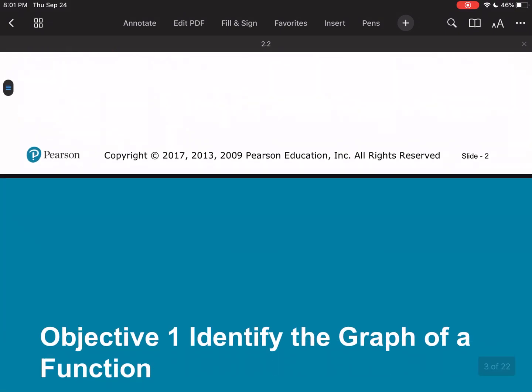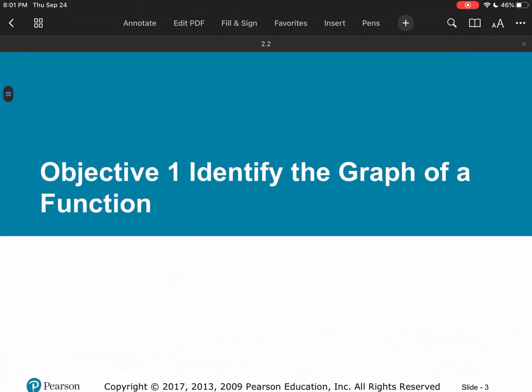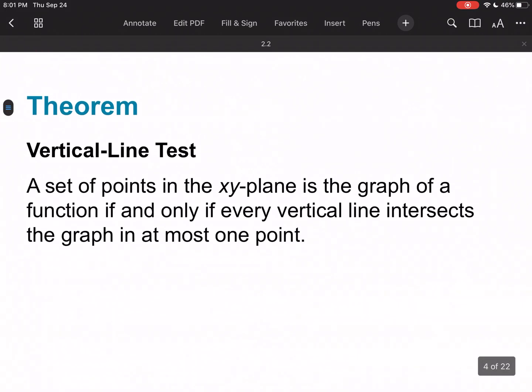Okay, so first things first, guys, to identify the graph of a function. If we are trying to determine whether or not a picture on a graph is a function, the easiest way to do that, if we have a picture, is to use what we call the vertical line test. Okay, so the vertical line test just tells me this.